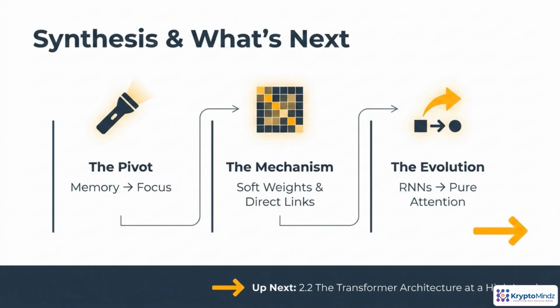To pull it together, attention replaces fragile, step-by-step memory with direct focus on what matters. It's soft and differentiable, so models learn how much to attend, instead of committing to hard jumps. It began as a helper for RNNs and evolved into the core of transformers and modern systems like ChatGPT.